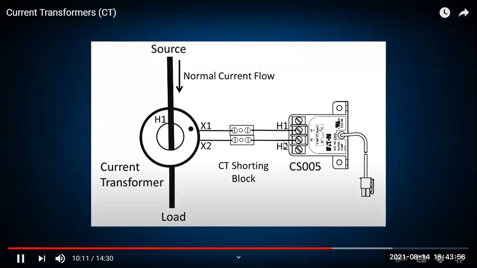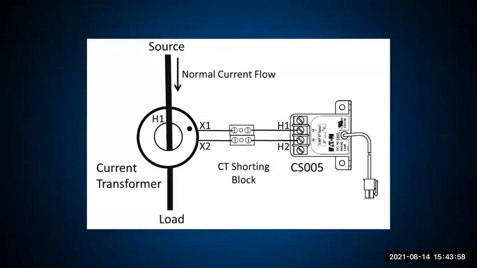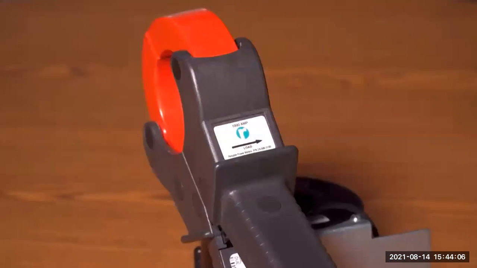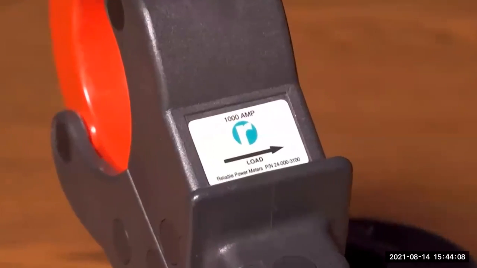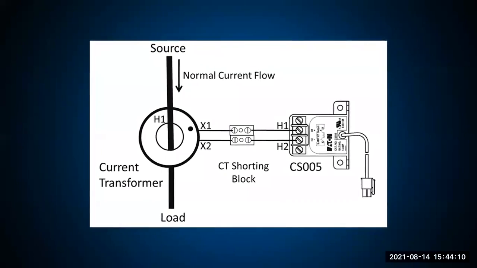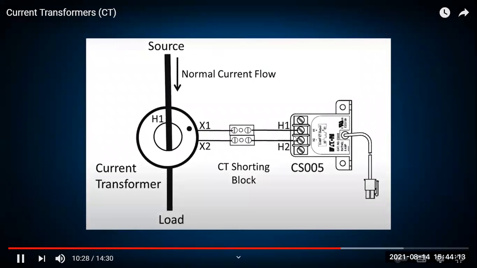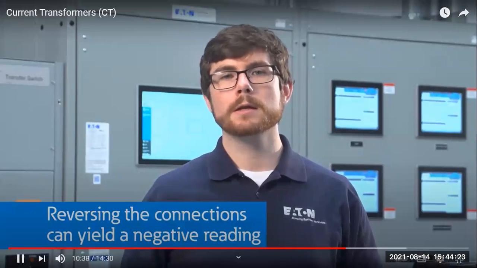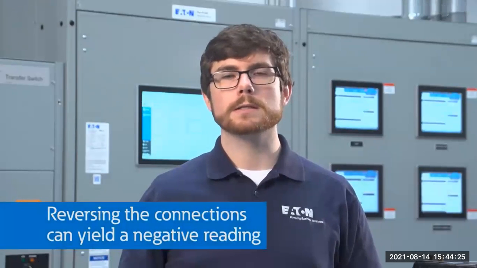CTs have polarity dots, arrows, or markings indicating current flow direction. The primary wire enters the CT on the side indicated by H1 or P1, and the load side is indicated by H2 or P2. When a CT has an arrow indicating direction, the arrow points towards the load. The current on the secondary comes out of X1 and returns on X2. A common problem when using CTs is after installation, a negative power is measured. This can happen if the primary orientation or the secondary wiring is backwards or a setting is incorrect in the meter.